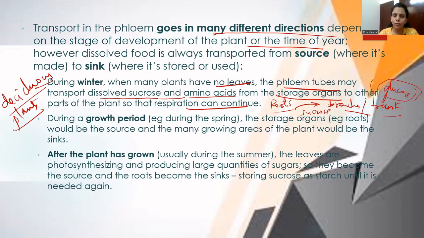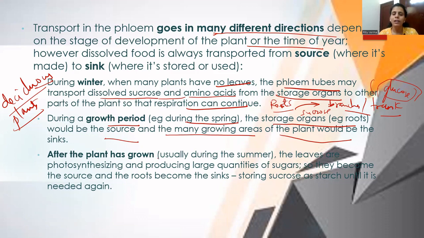Now after winter comes the season of spring. In the season of spring, new leaves are again being formed, and this is the growth period. So in spring what happens is, the storage organs, for example roots, act as source, and many growing areas of the plant, that is new leaves or the tips of branches, or maybe a small stem is broken and from there a new stem is being grown in the plant. So to different growing areas or regions of the plant, sucrose is transported from roots. So here the sink is the growing areas or regions, and the source is roots. Roots are actually the storage organ.